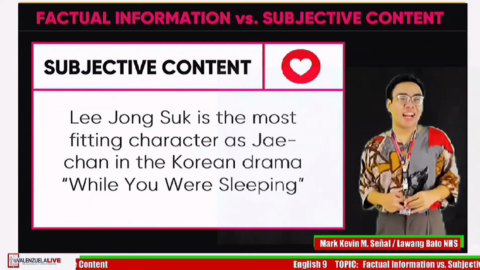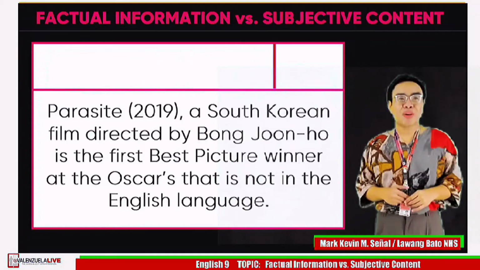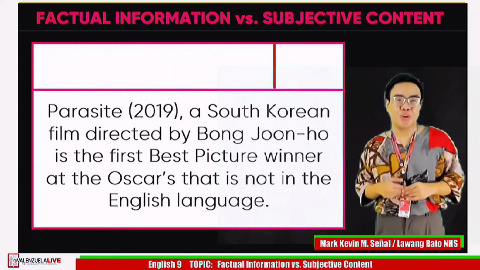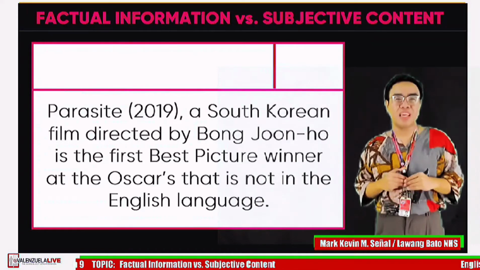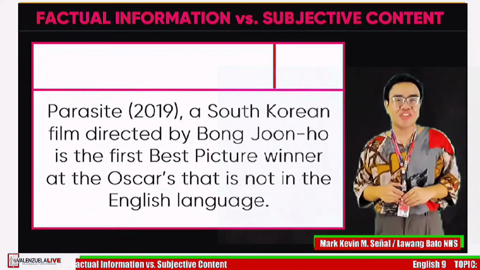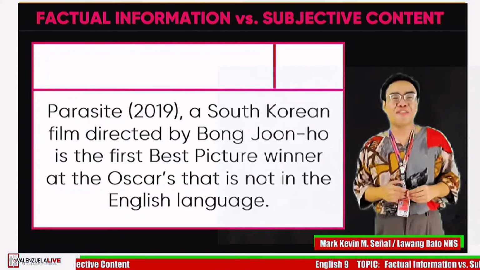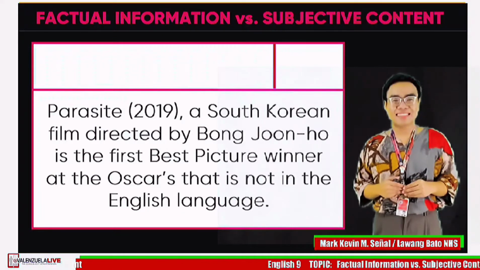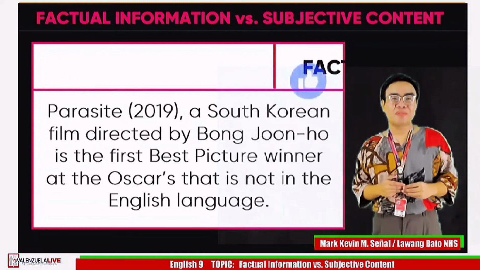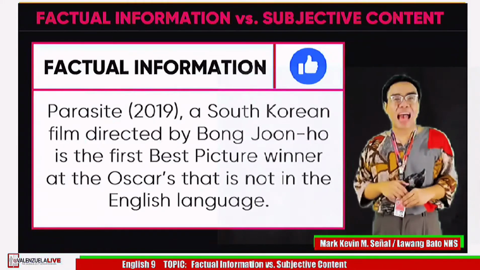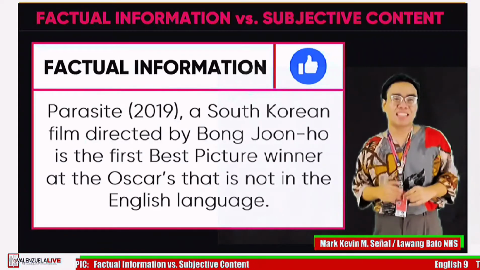Let us have our 8th statement. In here we have Parasite, a South Korean film directed by Bong Joon-ho in 2019, is the first Best Picture winner of the Oscars that is not in the English language. Is it factual information or subjective content? I'll give you 5 seconds to do that. Correct answer is, okay, it is factual and historical because the US did not dub this masterpiece.